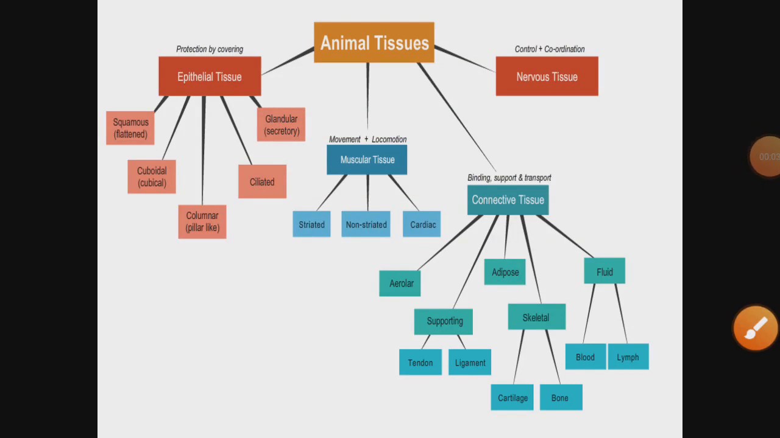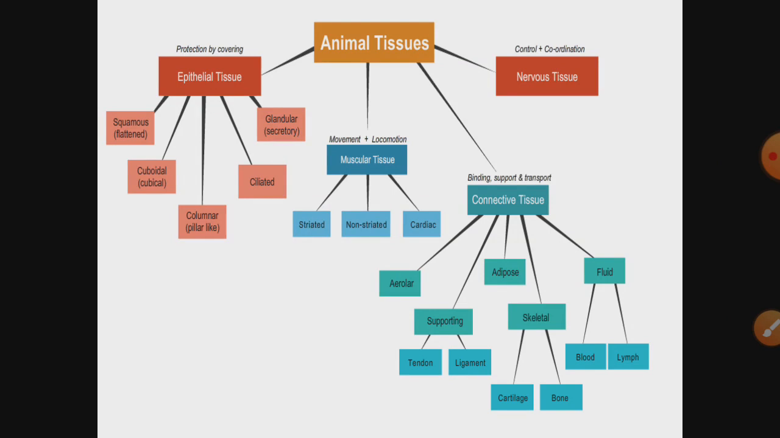Good morning, students. Today we are going to start the new topic of the chapter tissue, that is animal tissue. Animal tissue comprises four different types of tissues, namely epithelial tissue, muscular tissue, connective tissue, and nervous tissue. Today we will start with the first one, that is epithelial tissue.